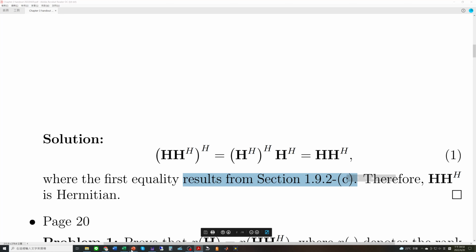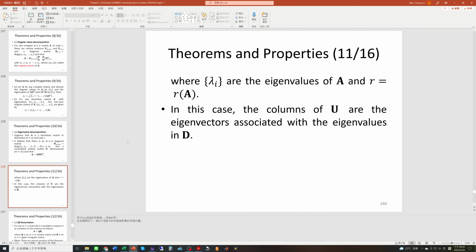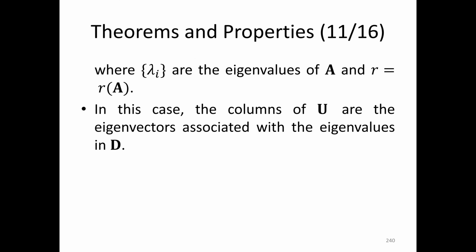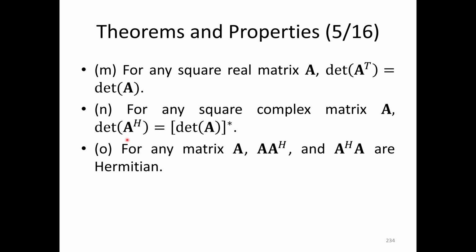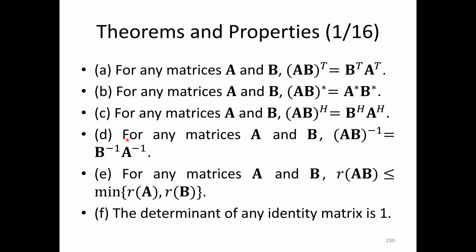1.9.2c. Okay, let us see the slides of chapter 1 and go to 1.9.2.c. Okay, for any matrices A and B, A times B Hermitian is equal to B Hermitian times A Hermitian. Okay, please note that you must exchange the order of B and A. Here is A times B, and here is B Hermitian times A Hermitian.